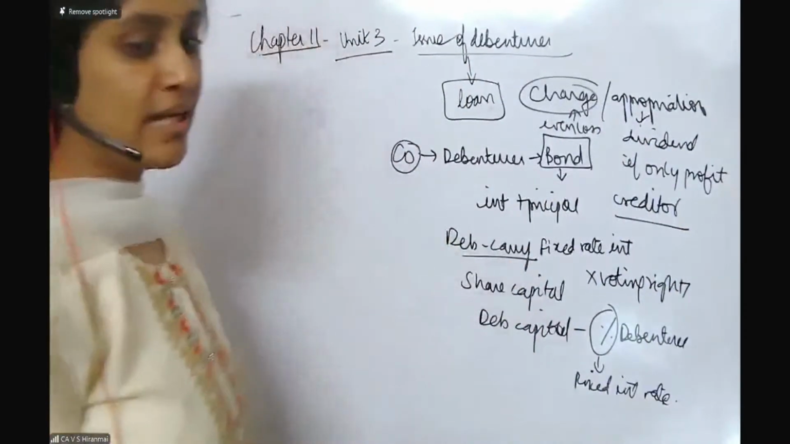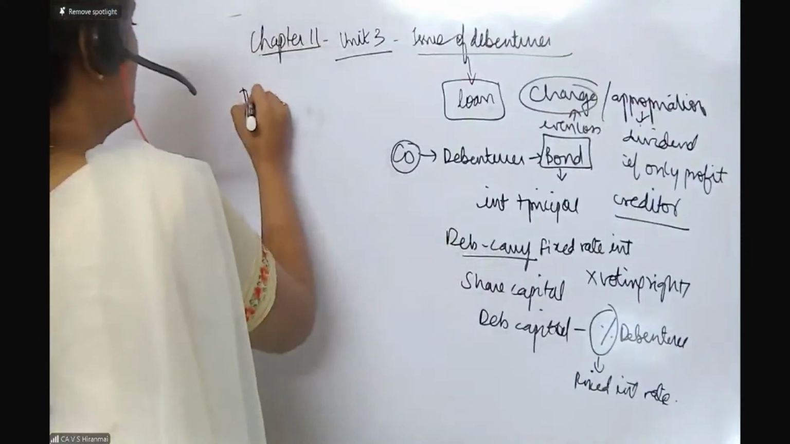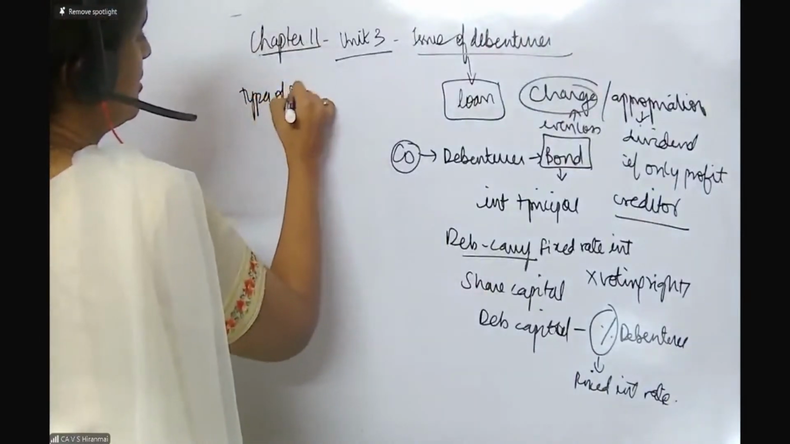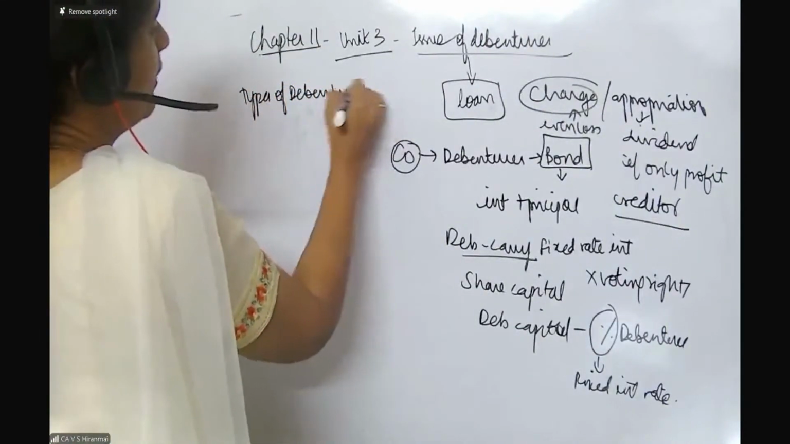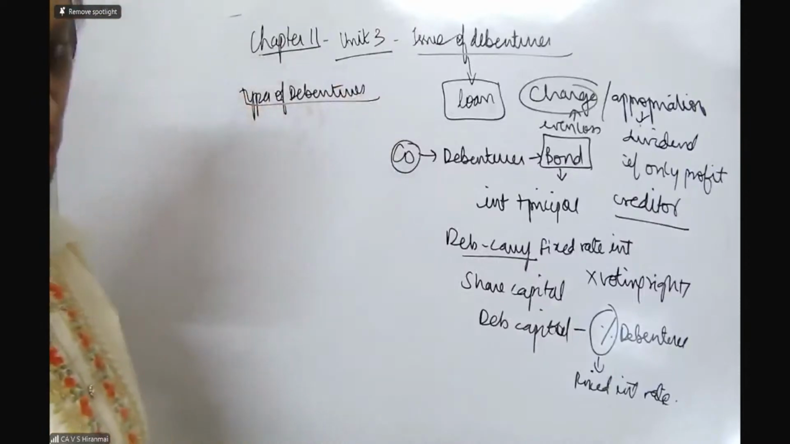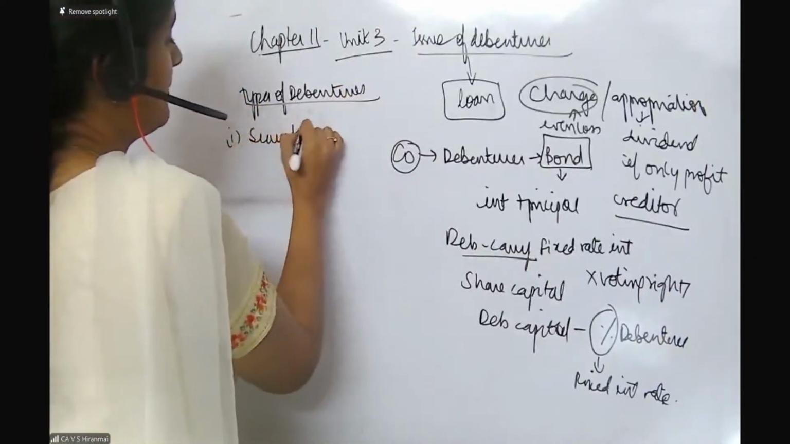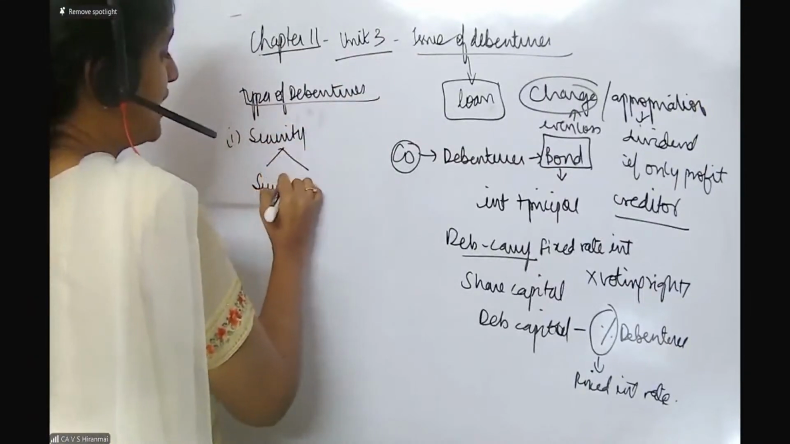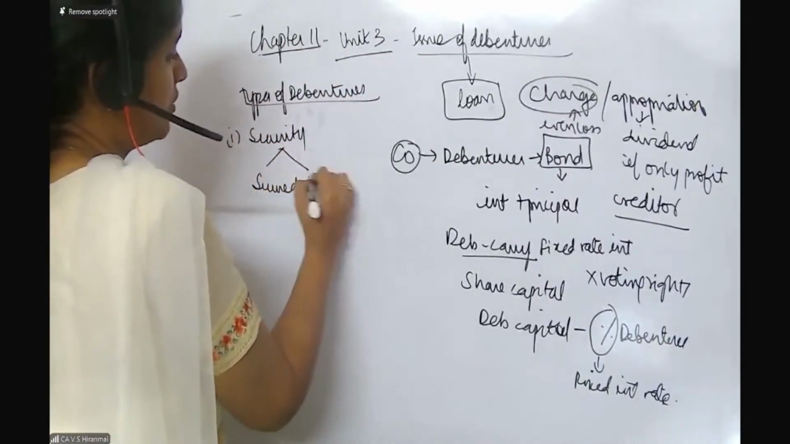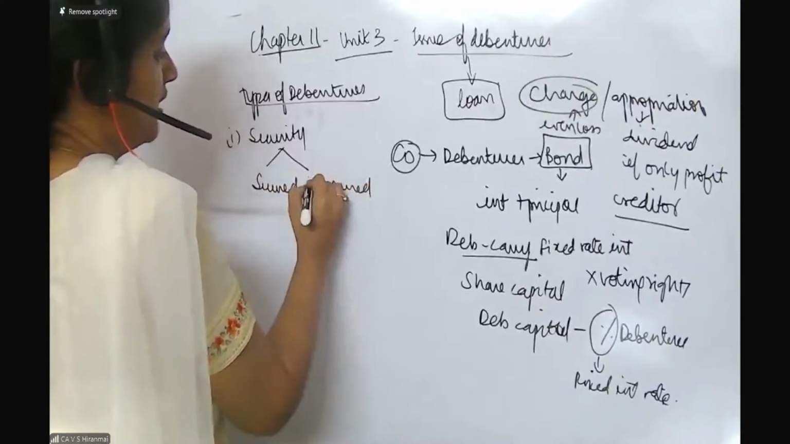Now the types of debentures. We also saw types of preference shares. The same way, when you talk about the types of debentures, my dear students, it is simple. First one, based on the security part: you can have secured debentures or unsecured debentures.